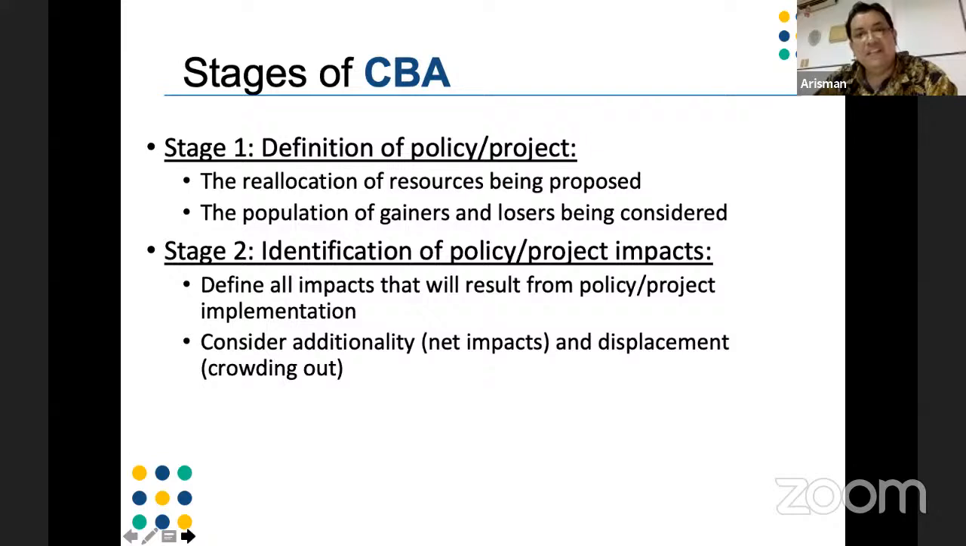The first stage is a definition of the policy or project, the reallocation of resources being proposed, the population of gainers and losers being considered. The second stage, stage two, identification of policy or project impact. Define all the impacts that will result from the policy or project implementation. Consider additionally net impact and displacement, or we call it crowding out.